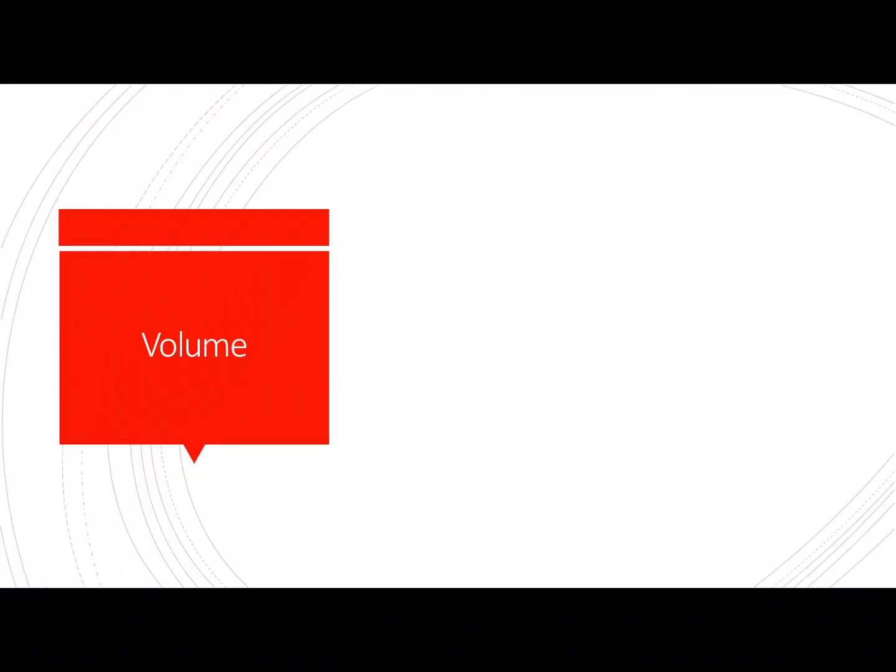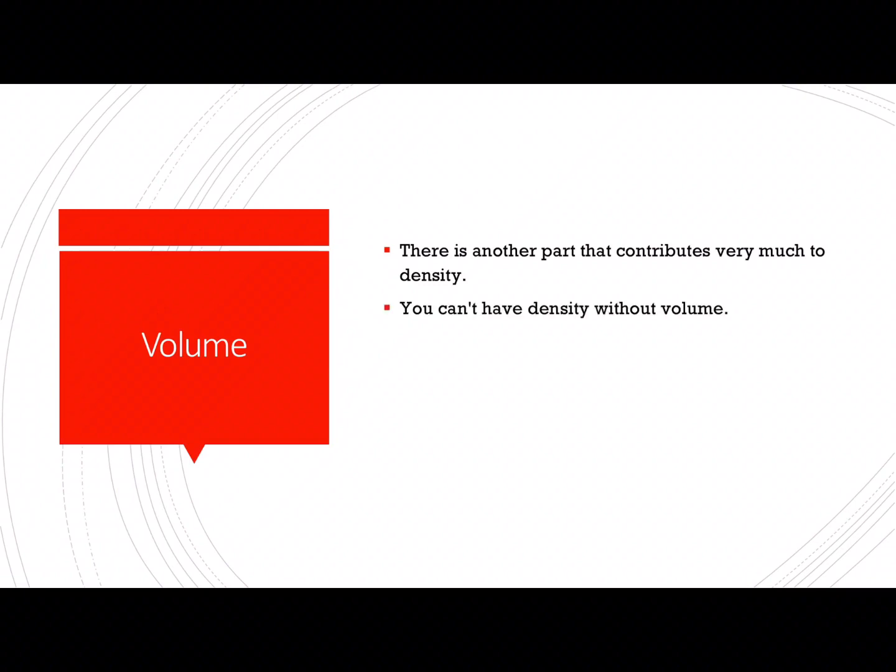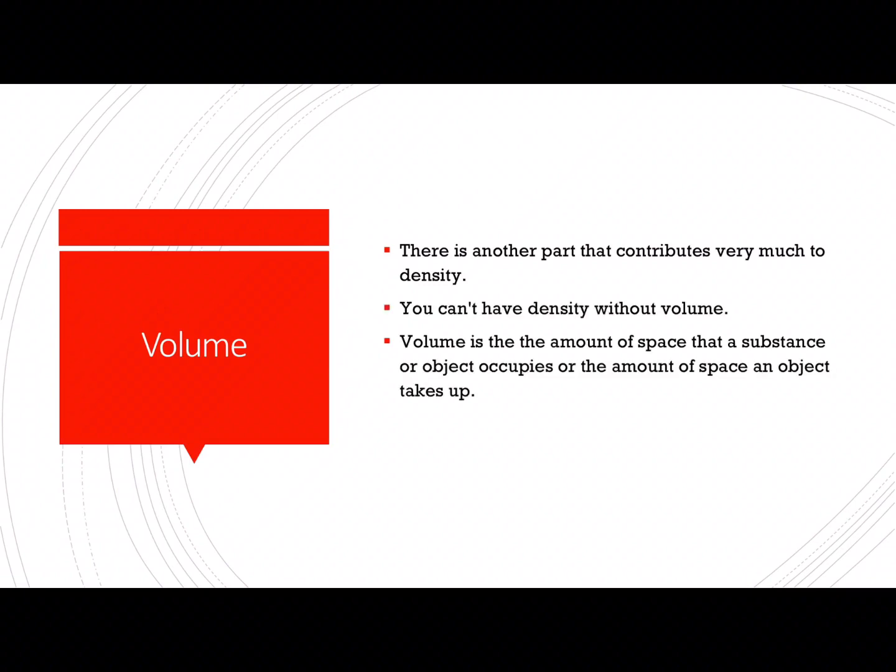The next part of density that we're going to talk about is volume. You can't have density without volume. Volume is the amount of space that a substance or object occupies, or to put it in simpler terms, the amount of space an object takes up. The SI units for volume pertaining to density are meters cubed and centimeters cubed.